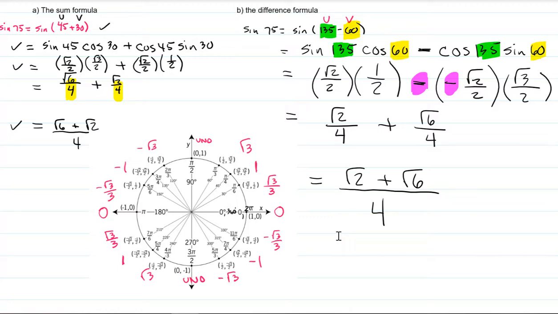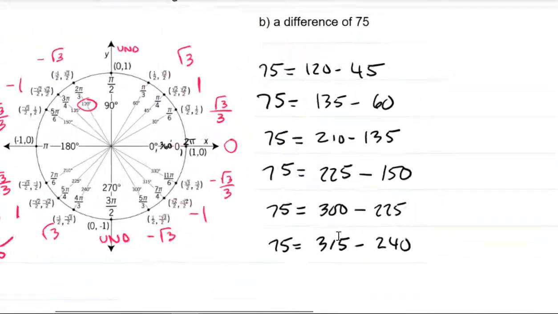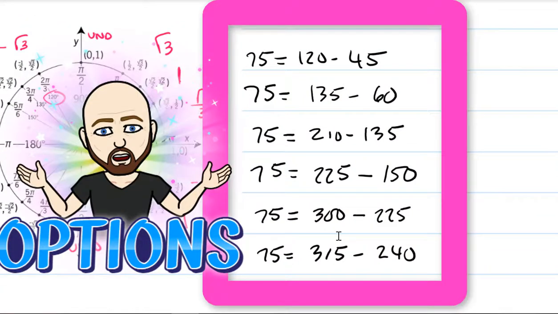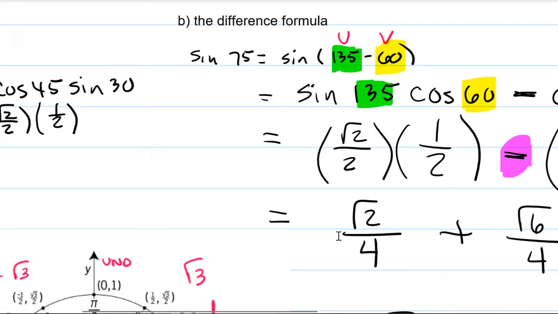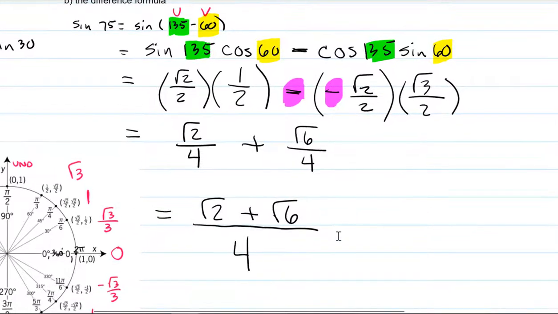But again, we could have used any number of different options here. We used 135 and 60. We could have also used 210 and 135 as our possible u's and v's. As you go through your list, the first number will be the u and the second number will be the v. You could use any combination as long as the difference is 75, and you're good to go. Somebody else could have done it with 300 and 225, and you'd still get the same result. The beauty of math is that it is always simple that way once you start seeing the patterns.